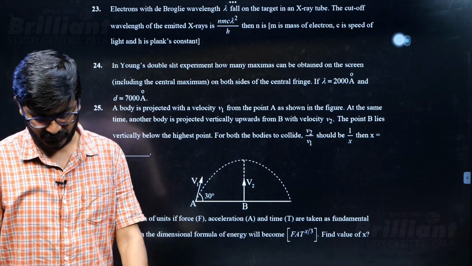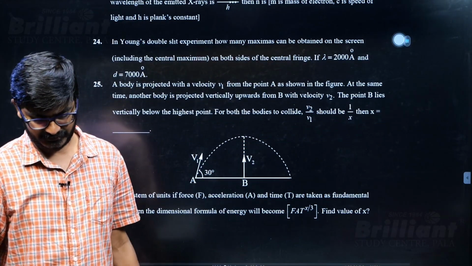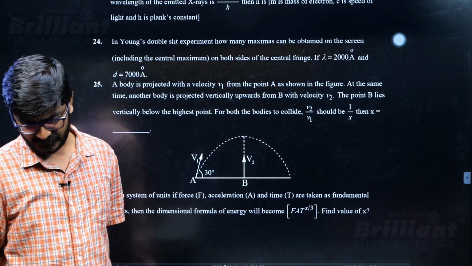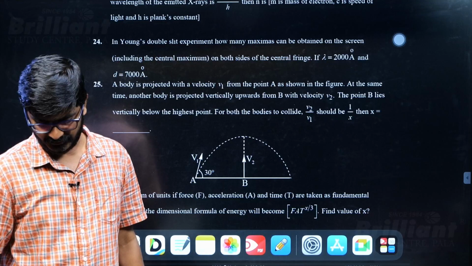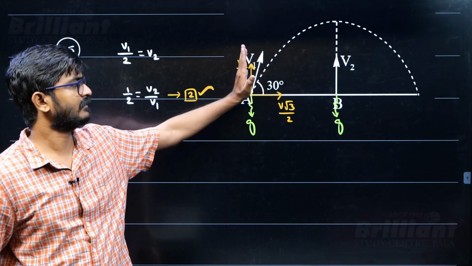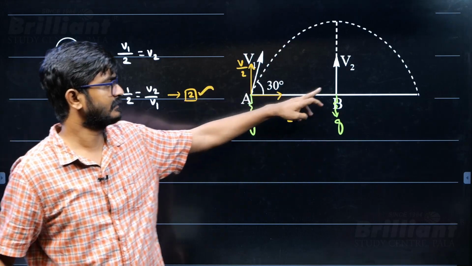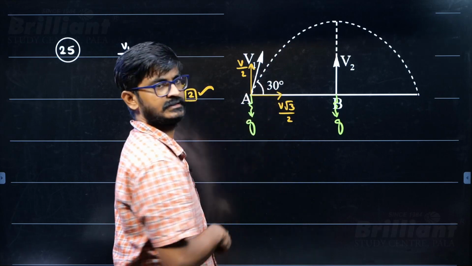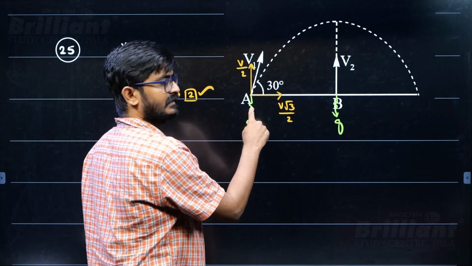A body is projected with a velocity v1 from point A as shown in the figure. At the same time, another body is projected vertically upwards with v2. What must be the relation between them so that they will collide? So there are two objects moving. I am resolving this velocity into v1 cos 30 and v1 sin 30, and its acceleration. This will also have acceleration. Now I can sit on this one and observe the other. So what will happen? Relative acceleration will become 0.